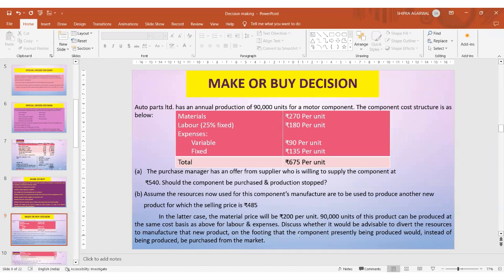Secondly, assume the resources now used for this component's manufacture are to be used to produce another new product for which the selling price is 485. In the latter case, the material price will be rupees 200 per unit. 90,000 units of this product can be produced at the same cost basis as above for labor and expenses. Discuss whether it would be advisable to divert the resources to manufacture that new product on the footing that the component presently being produced would, instead of being produced, be purchased from the market.